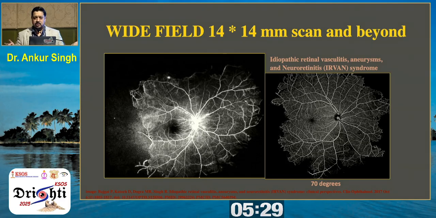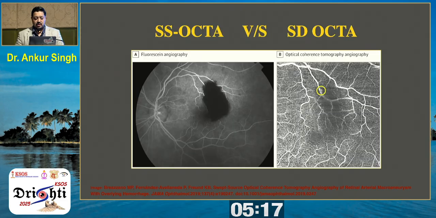So with the swept-source OCT coming up now and ultra wide field OCT, you can even tap into diseases which were only limited to ultra wide field angiography, like IRVAN. So we literally see IRVAN disease with OCT angiography. In this, I always quote this article by Brazilian et al.